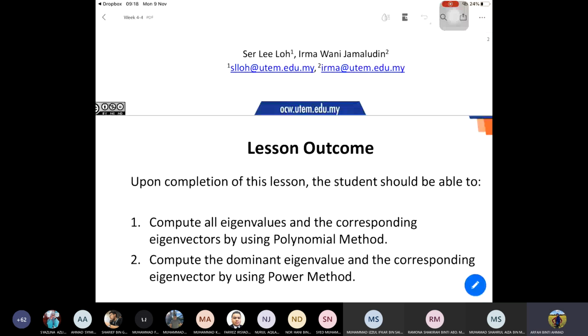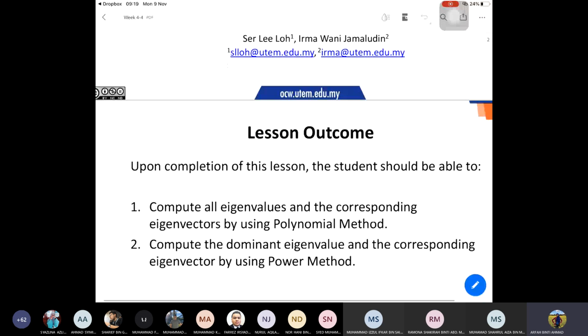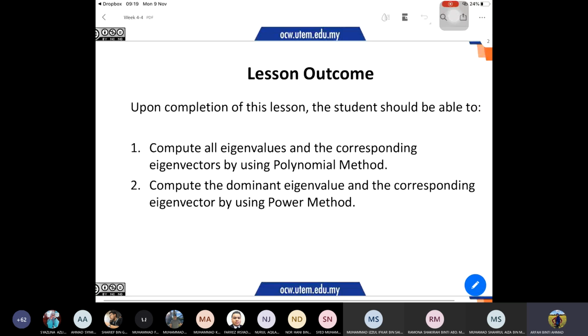Okay, so upon completion of this lesson, the student should be able to compute all the eigenvalues and the corresponding eigenvector by using polynomial method. Compute the dominant eigenvalue and the corresponding eigenvector by using the power method. So, today we will look at the introduction of this polynomial method, but we will only go through the introduction briefly. Then, tomorrow we will continue with the power method.